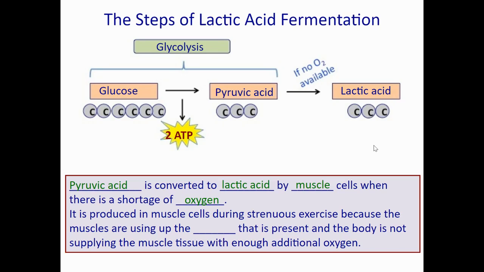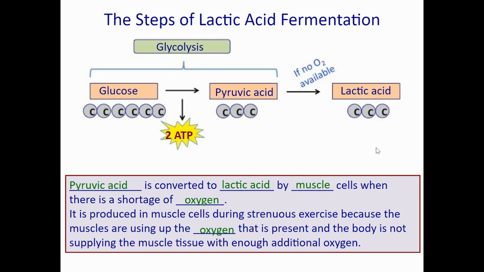Now, it's going to be produced when muscle cells perform strenuous exercise, because in our muscles, they're using up all of that oxygen to then provide that ATP energy. So when we begin to lose out on that oxygen, we start to get a buildup of lactic acid, and that's why you begin to kind of feel the burn in your muscles.